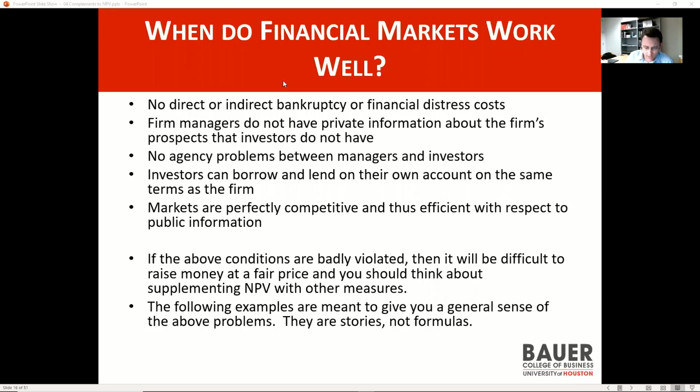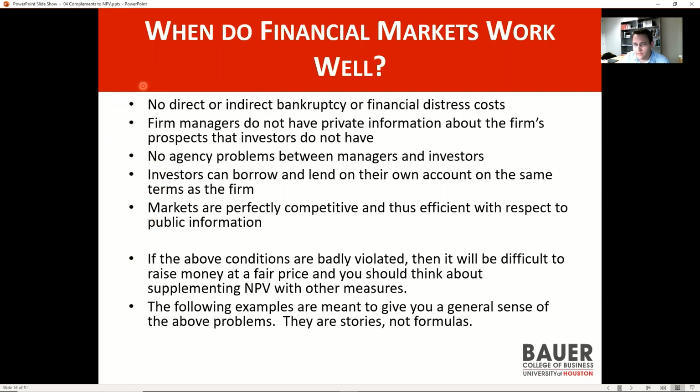NPV needs help when one of these conditions is violated, right? So these 5 bullet points here are the requirements for a well-functioning market. These are what allow you to raise money at a fair price, or to get a loan at a fair price. So if these things hold, then NPV is great. If one of these things is violated, NPV needs some help.